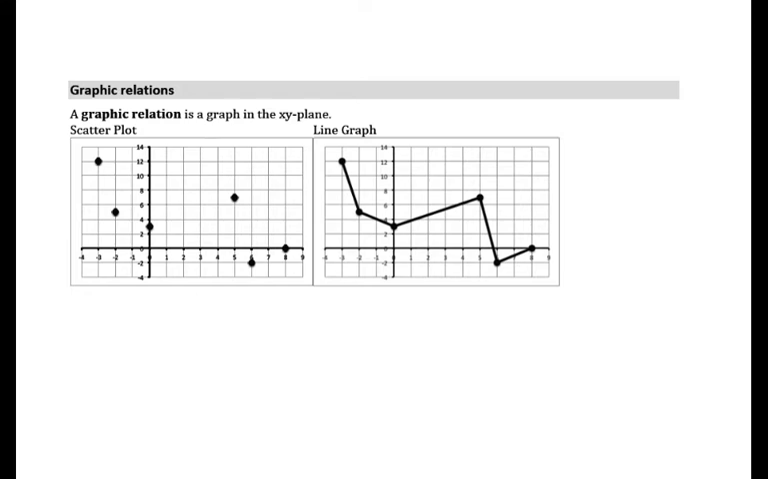Once we understand a numeric relation, this extends very naturally to a graphic relation because we can get from a numeric relation to a graphic relation by simply plotting the points. There are two examples here of how we can show a relation graphically. One is just by what we might call a scatter plot. In a scatter plot, we've done nothing but plot the points. In a line graph, we've taken those same points and connected them from left to right.